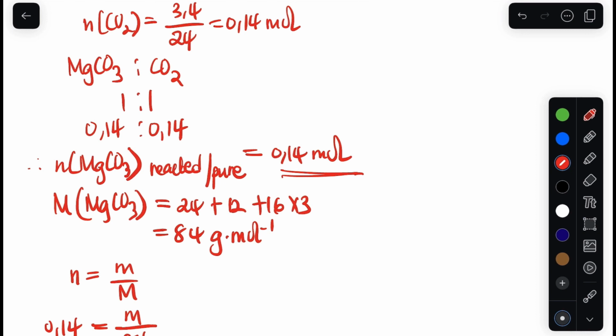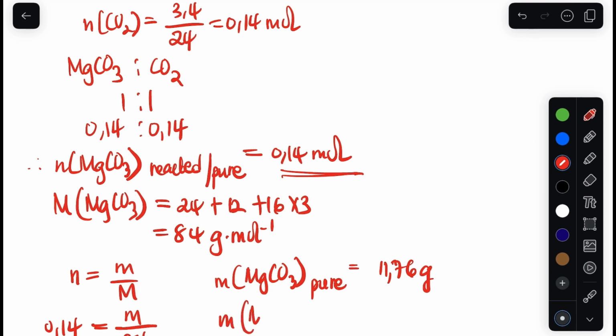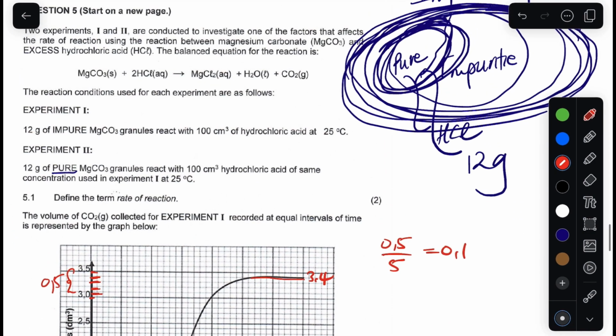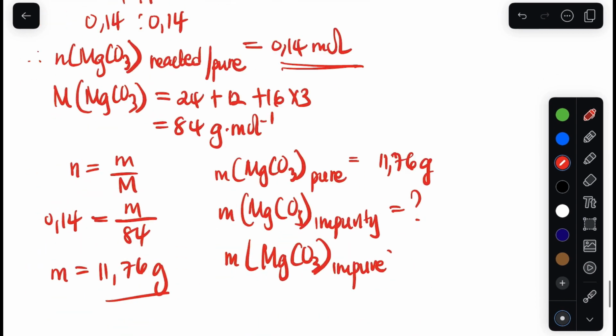Now, what are we going to do? We have now the mass of magnesium carbonate, which is pure, which is now 11.76, and we want the mass of magnesium carbonate, which is the impurity, right? Now do we have the mass of magnesium carbonate, the impure? Let's look at the mass of this, experiment 1. We do have the mass of the impure in experiment 1. Remember this, we're using experiment 1. The mass of impure is what? It's 12 gram.